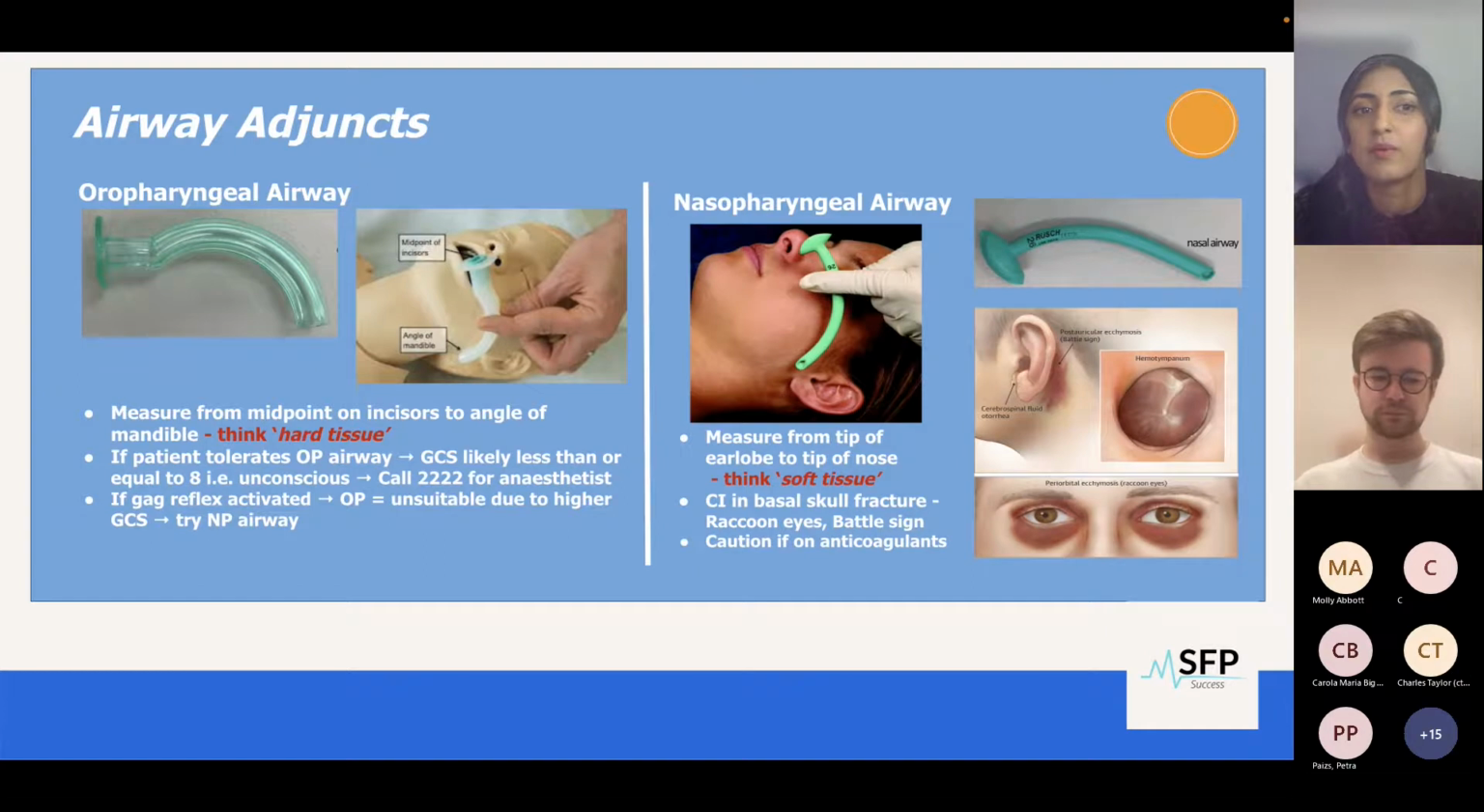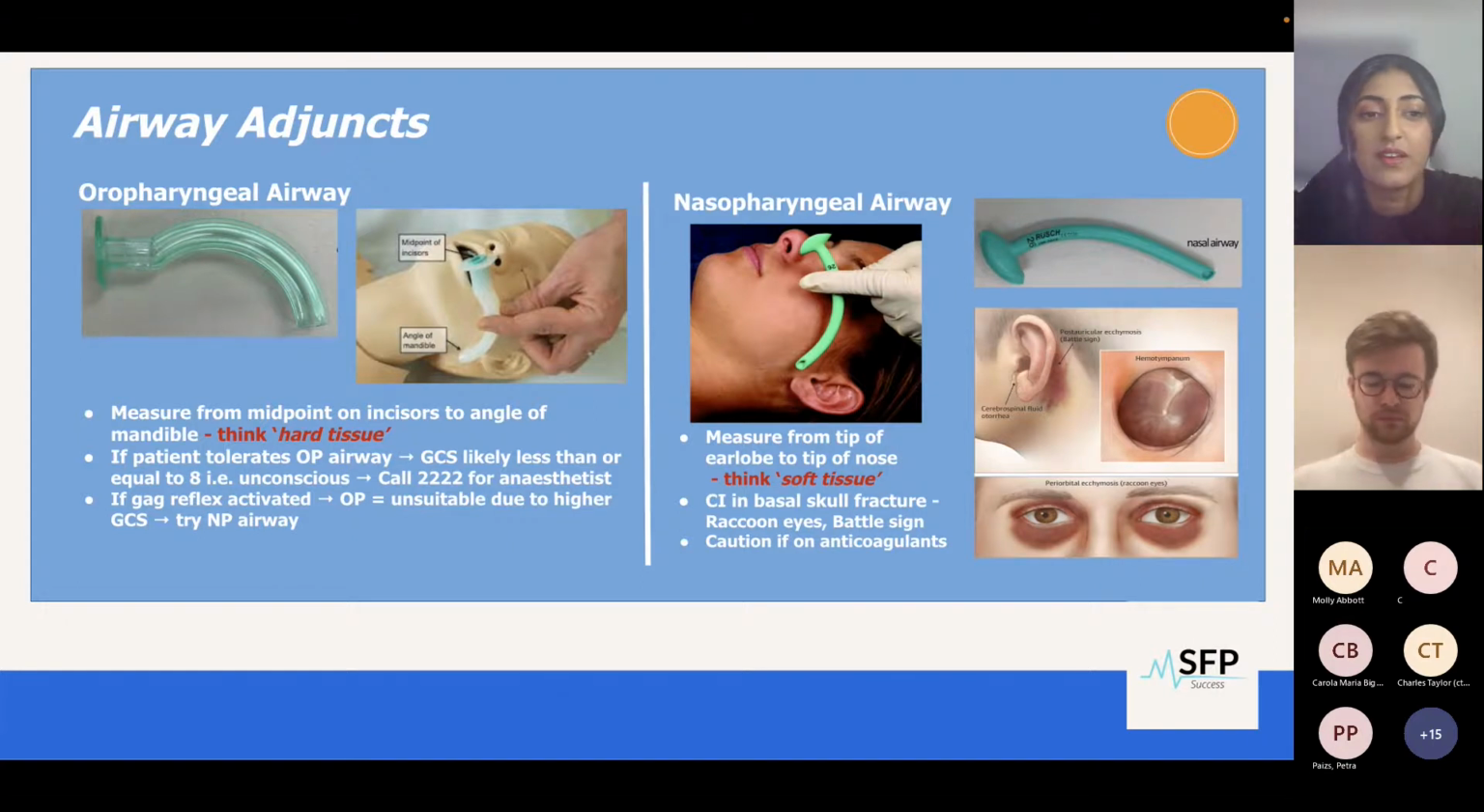Now, when you're deciding what airway you would actually use, a good way that I was taught in med school was that you would initially try an oropharyngeal airway. If the patient tolerates it, that means it is most likely appropriate for them because their GCS is quite low. It's going to be less than or equal to 8. At that point, you're very concerned, and you're calling 2222 for an anaesthetist to get there as soon as possible.